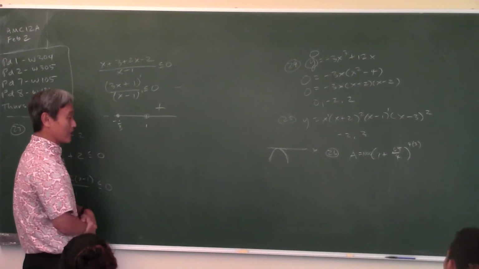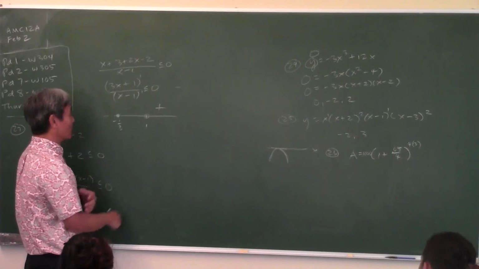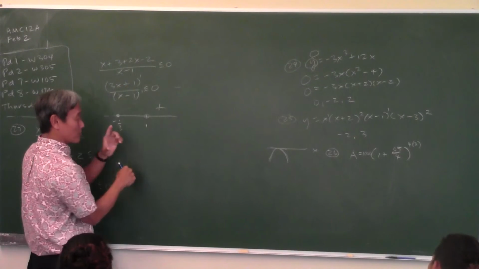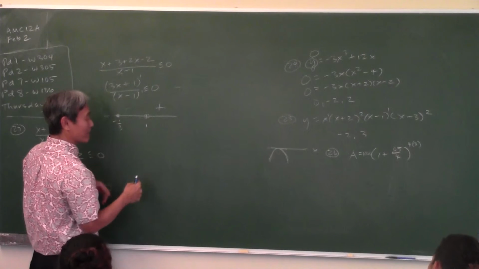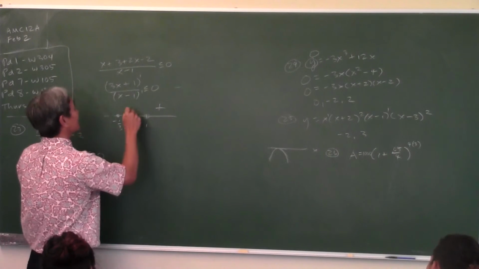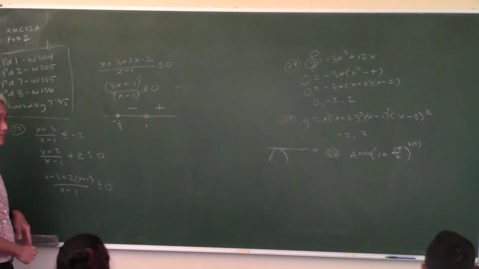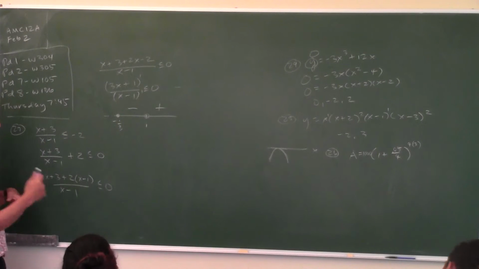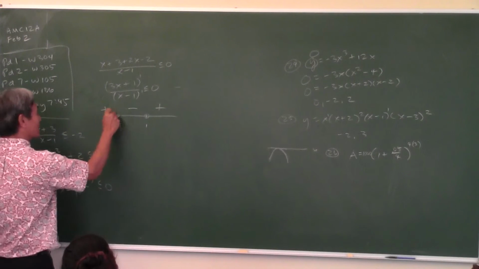Think of a number between negative 1/3 and 1. 0. Plug in 0. 0 plus 1 is positive. 0 minus 1, negative. Positive divided by negative, negative. So if you cannot remember the patterns, just keep plugging in numbers and you should get this.